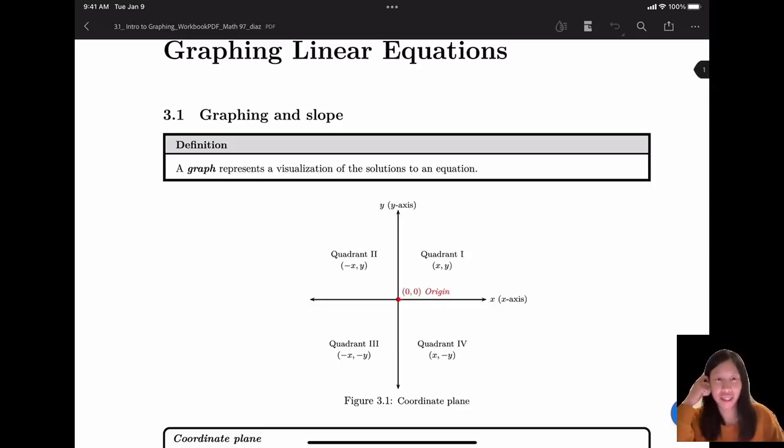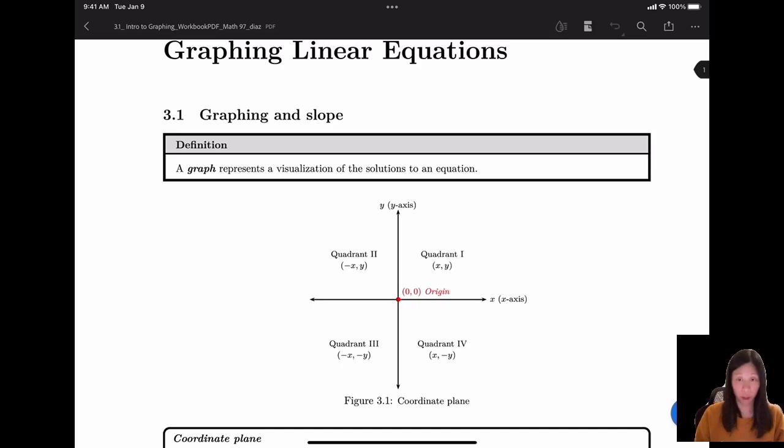Hello, in today's video we are going to talk about how to graph a linear equation. First of all, graphing and the slope. A graph represents a visualization of the solution of an equation. Usually, a linear equation is going to be a line. A quadratic function is going to be a parabola. But today we just talk about linear equations, so that means it's going to be a straight line.